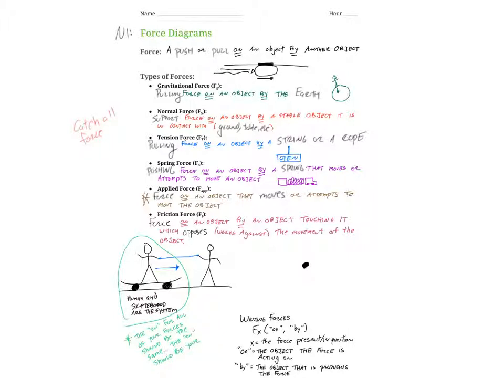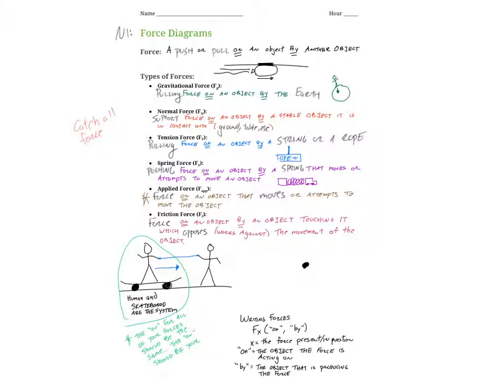Now, we always start a force diagram by simply putting a dot. That dot represents the system, so we don't have to redraw the human and the skateboard. We don't have to redraw the book on the table. We don't have to redraw this stuff. We just use a dot. Now, the next thing I'm going to do is ask, what are the forces acting on this particular object?